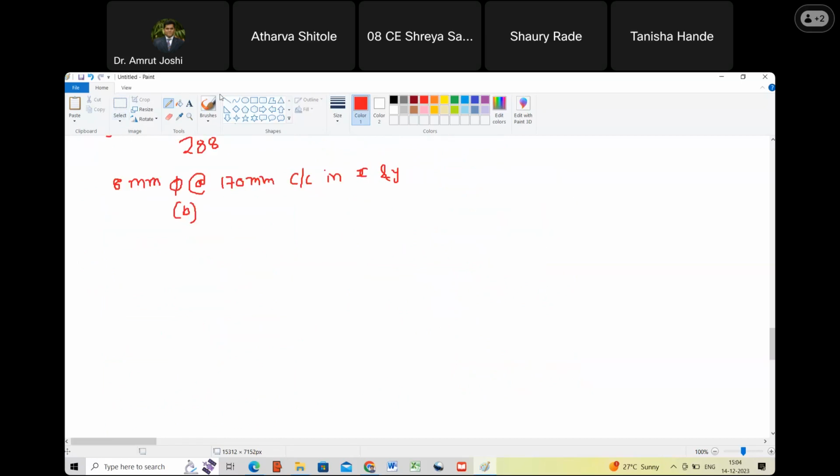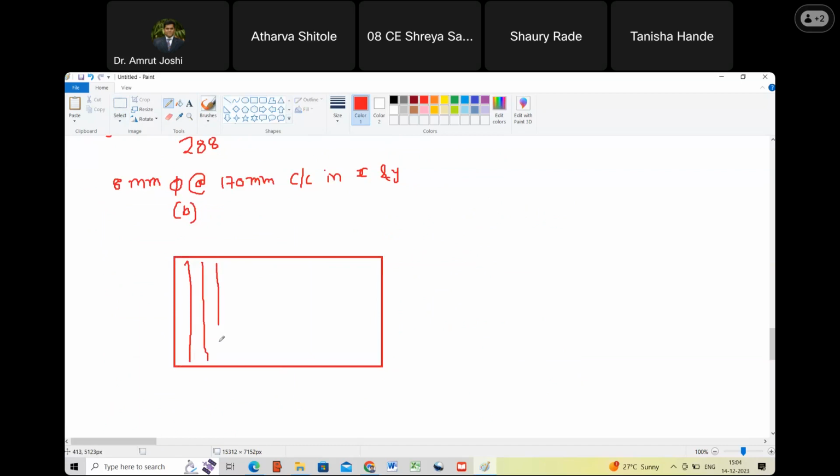So how does the reinforcement plan look like? So this is the slab. Are you with me? Yes, sir. And we are going to provide bars like this and bars like this, one over the other. These bars run up to end to end. Though I have shown it as a cut line, they go up to the end. And what is the description of these bars? We are going to provide 8 mm phi at 170 mm center to center in X and Y both directions at the bottom face. Are you with me?